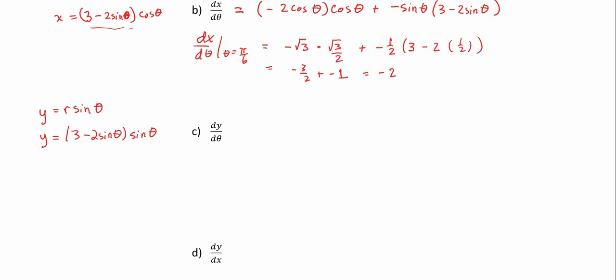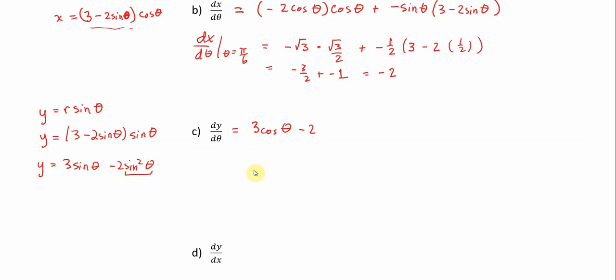And then this time I'm going to distribute first before I try to take the derivative. So this is 3 sine theta minus 2 sine squared theta. Okay, so dy d theta is equal to the derivative of 3 sine, which is just 3 cosine, minus 2. And this is sine squared. It's the chain rule that we've got to use here.